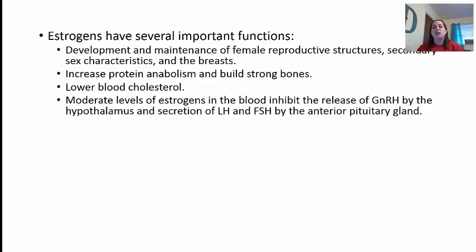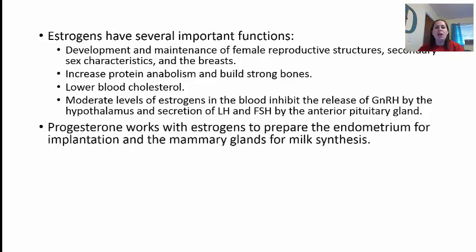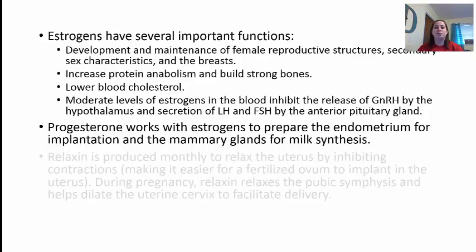Moderate levels of estrogen in the blood inhibit the release of gonadotropic releasing hormone by the hypothalamus, and also secretion of LH and FSH by the anterior pituitary gland. And so when the ovaries are releasing this estrogen, it's letting them know that, hey, we're doing our process. Let's wait and see what happens before we start developing another egg in the ovaries. Progesterone is a different hormone, and it works with estrogen to prepare the endometrium for implantation, the innermost layer of the uterus. It also is going to help the mammary glands get ready for milk synthesis and the formation of milk if pregnancy does occur.